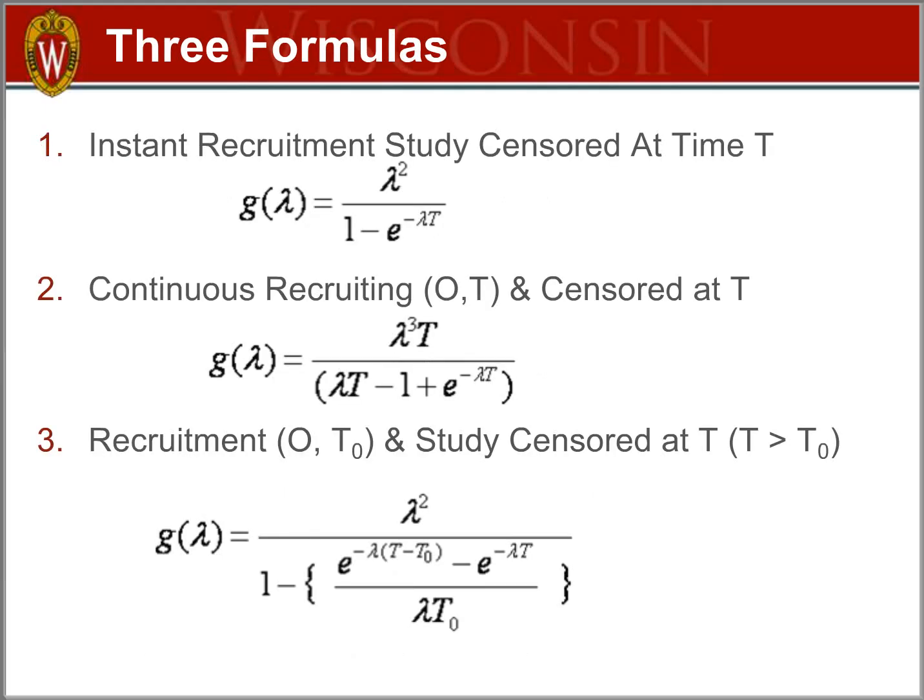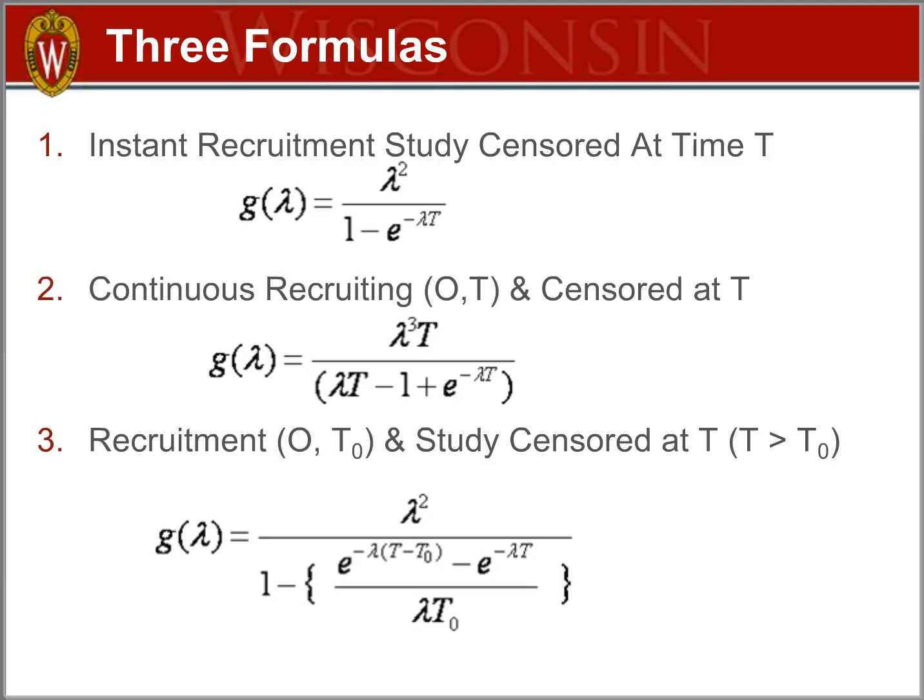So I've indicated here three formulas that get more and more complicated. The first one assumes that we're somehow able to recruit all patients immediately and they get censored at some time, capital T. The second formula is more relaxed. It says, well, we won't get them recruited all in some time frame from 0 to capital T. We'll recruit all along, but at capital T, we stop the trial and analyze the data.